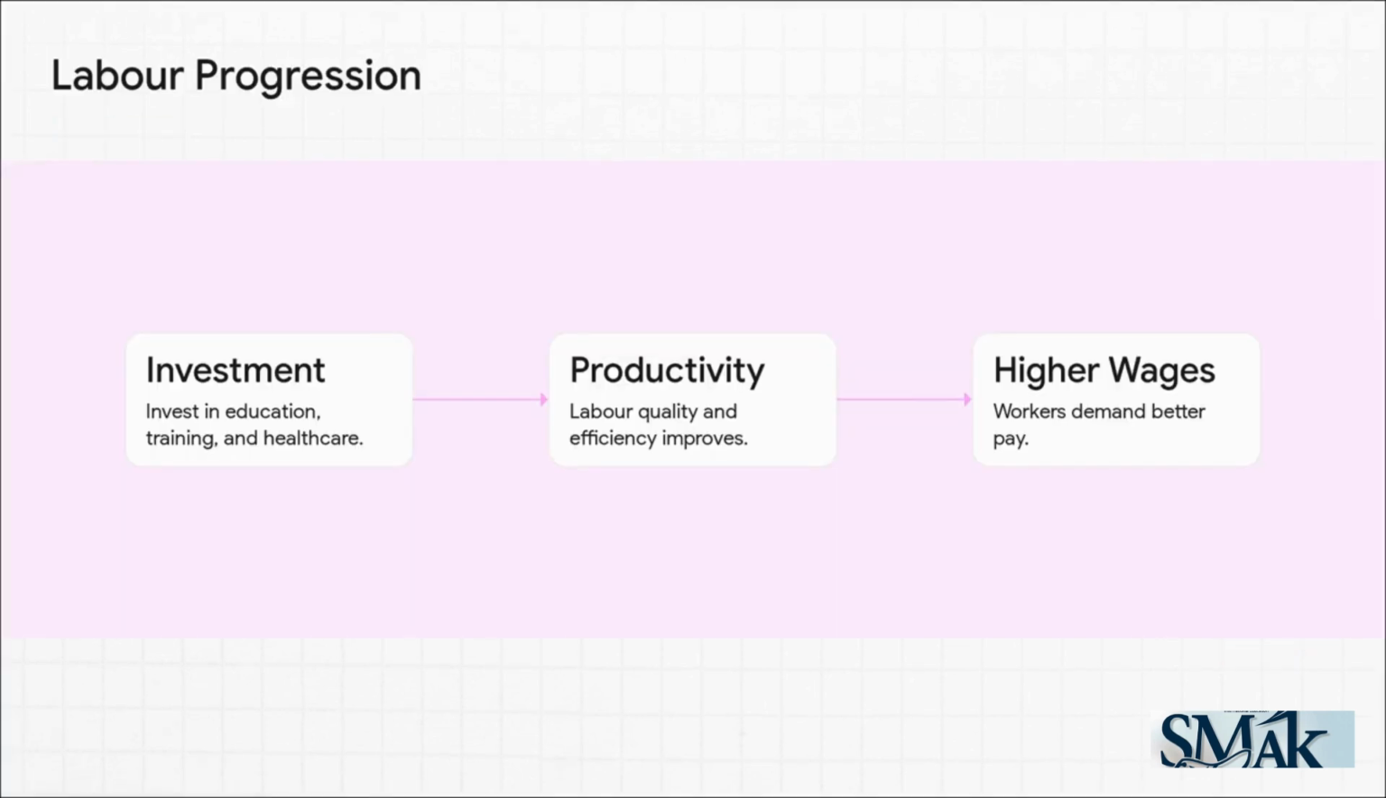There is a really clear chain reaction when it comes to the quality of a workforce. Step 1, an economy invests heavily in things like education, training, and healthcare. Step 2, the direct result is that the quality, efficiency, and overall productivity of human labor shoots way up. Highly skilled, healthy workers produce immense value. But that leads us directly to step 3. Because those workers are now so highly efficient, they demand higher wages, which of course changes the cost dynamic of the entire production recipe all over again.